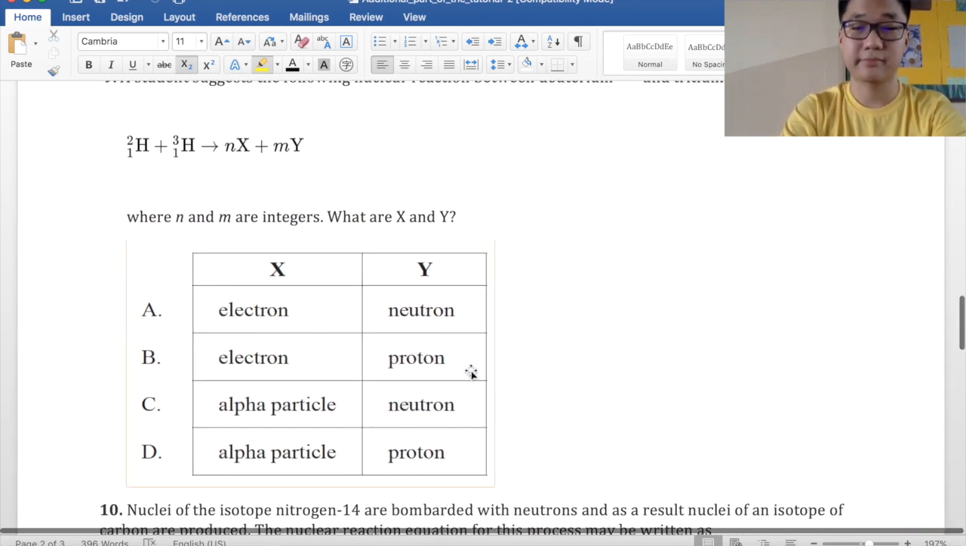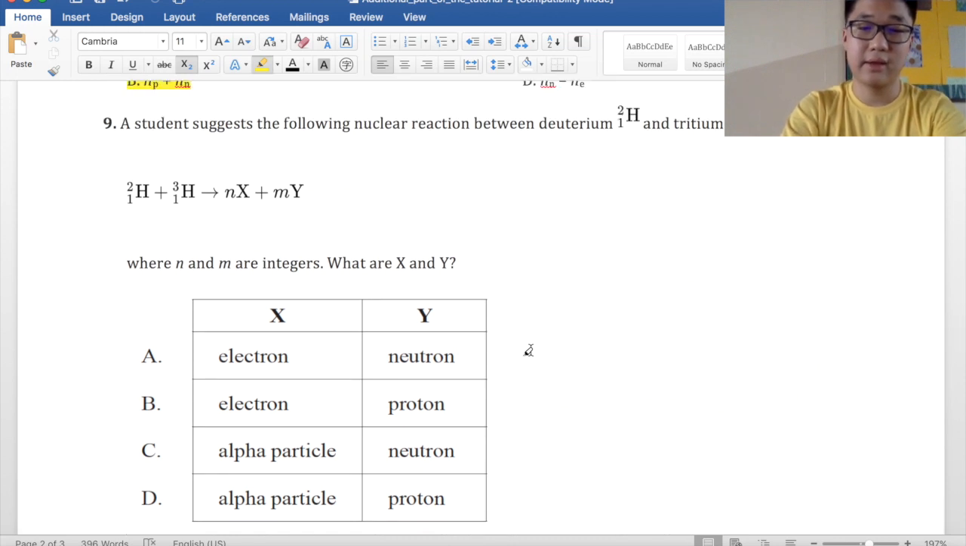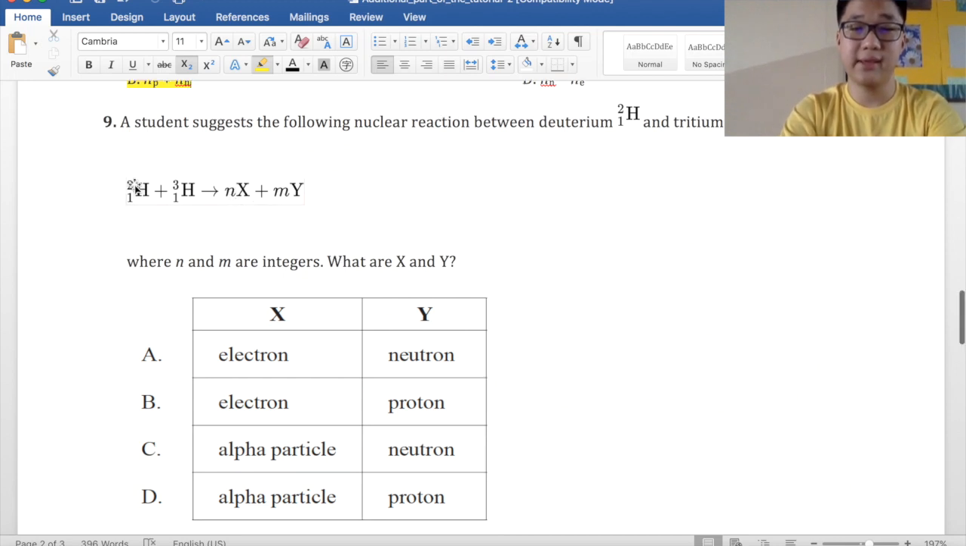So for this, we have to find out: 2 plus 3 is equal to 5. And here, 1 plus 1, for X and Y, you have to find the number up here is 5 and the number down there is 2. So we go now to letter C because that is the correct answer.